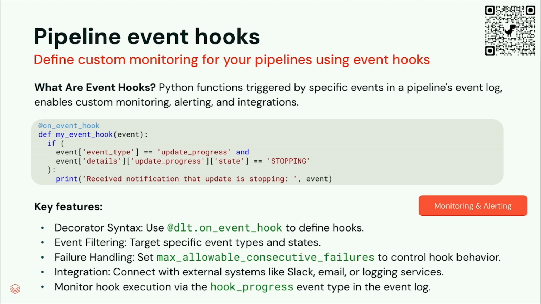If you don't yet know what the event log is, and this seems very obscure to you, don't worry, we're going to be talking about that in a little bit as well, and I'll give you more details. But what are these event hooks in a nutshell? They're defined in code. You can use them targeting specific event types and states. You can also customize your failure handling by, for example, saying, okay, it's failed so many times in a row, now I don't want it to be triggered anymore. And finally, you can also track the progress using the hook progress event type in the event log.